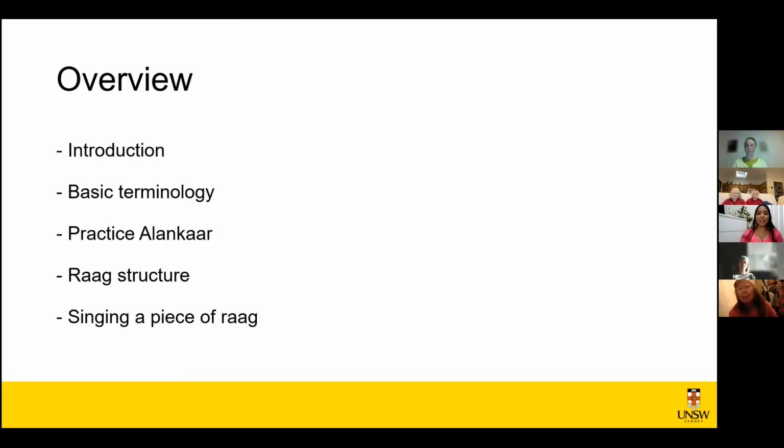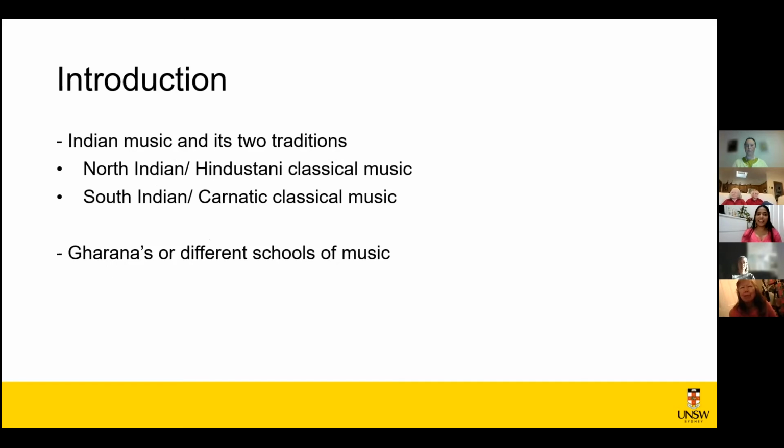So quickly moving towards the introduction. So Indian music has its two traditions. One is the North Indian, which is Hindustani classical music, and the next is the South Indian or Carnatic classical music. And as the name suggests, these are two different music styles which came out of one Indian music around 15th century, I think so.